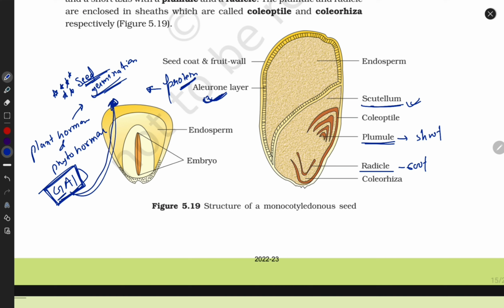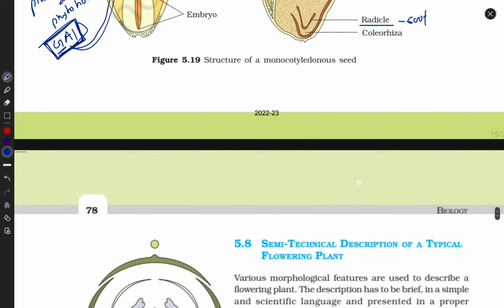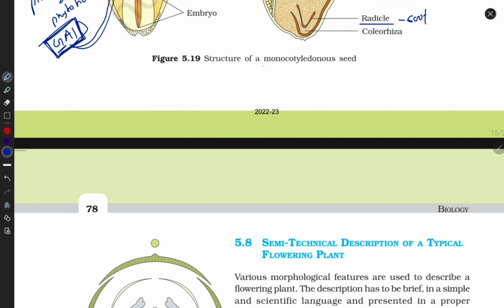And what is the role of scutellum? Guys, scutellum releases such kind of enzymes which are helpful to break down this layer. They synthesize such enzymes so they can easily break this proteinaceous layer. Now clear? This is an exam point of view, competitive exam point of view question. Now you can easily identify what are the monocot seeds and what are the dicot seeds.